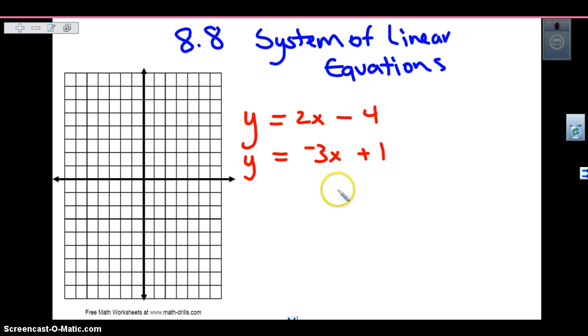So let's try that. What is the slope of the first equation? 2 over 1. What is the y-intercept? Negative 4. So let's go ahead and graph this line. The slope is 2 over 1, so we're moving up 2, right 1, up 2, right 1. We can move in the opposite direction, down 2, left 1.